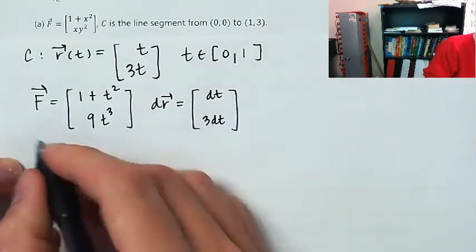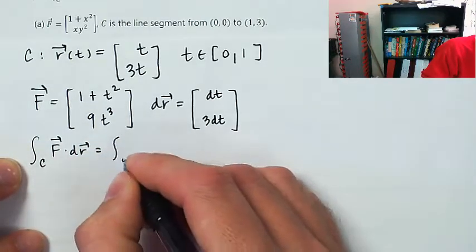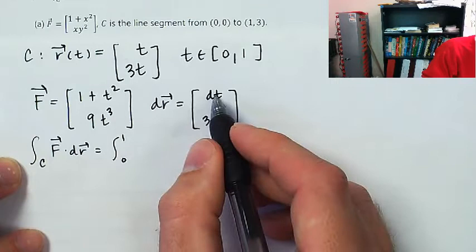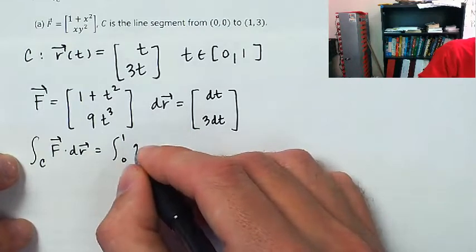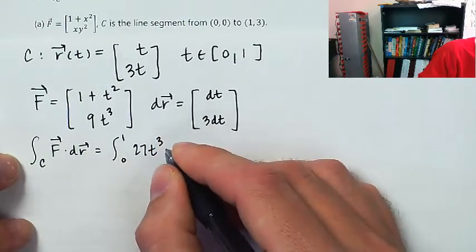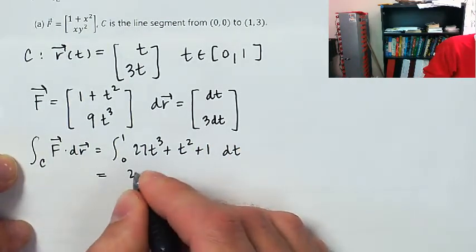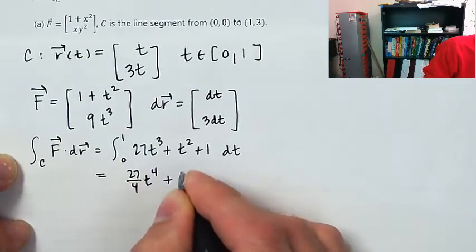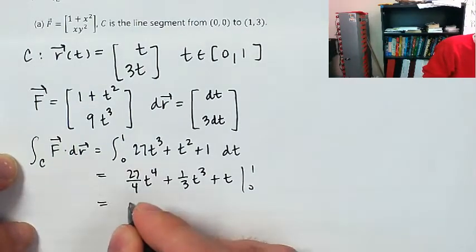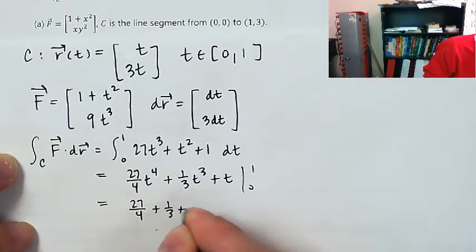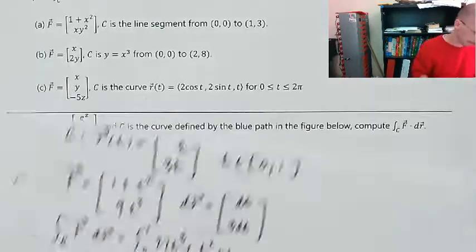Okay. And so the integral over curve C of f dotted with dr is going to be the integral as t runs from 0 to 1 of 1 plus t squared dt plus 9t to the 3 times 3 dt, so it's going to be 27t to the 3 plus t squared plus 1 dt. All right, I'm going to anti-differentiate. And then I'm going to get 27 over 4 plus 1/3 plus 1 minus 0 plus 0 plus 0. And, well, there we'll have it.